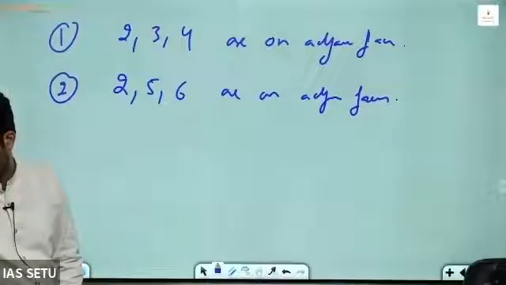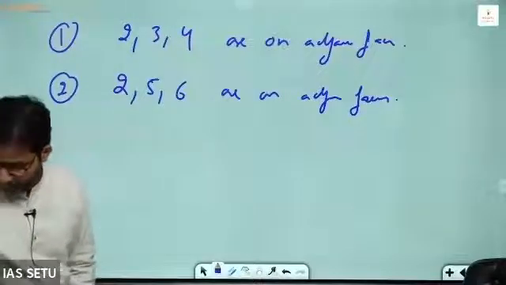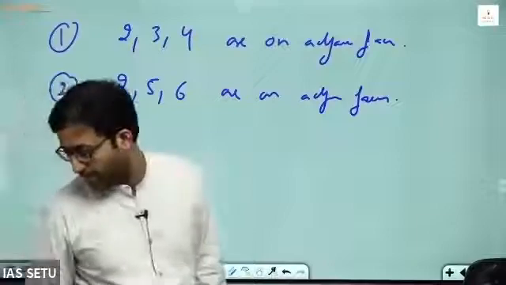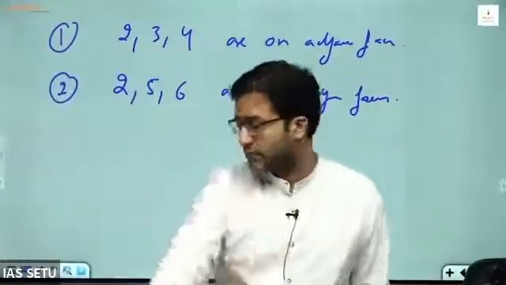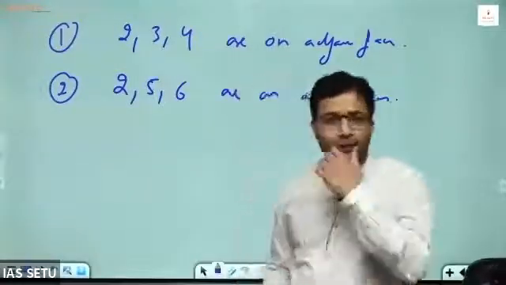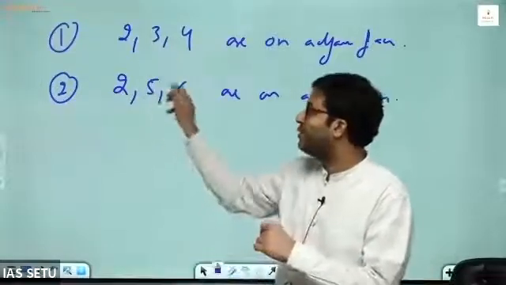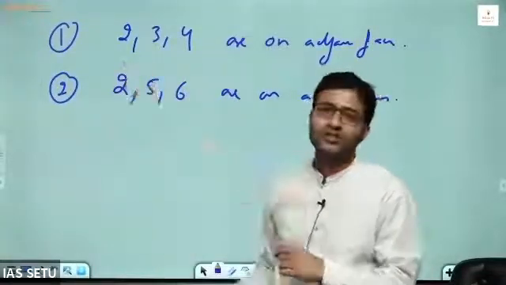Dilraj has given 3 and 5 opposite, 4 and 6 opposite, and 2 and 1 opposite. Chalo. Wait. See here, you are saying 3 and 5 opposite, 4 and 6 opposite, 2 is opposite of 1.